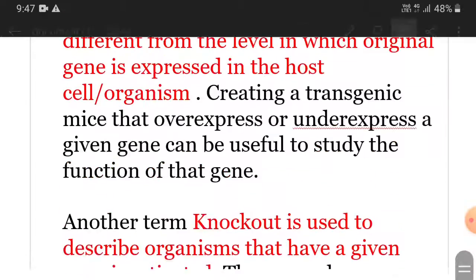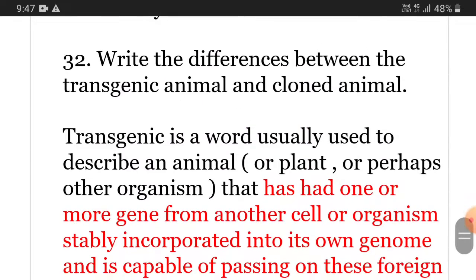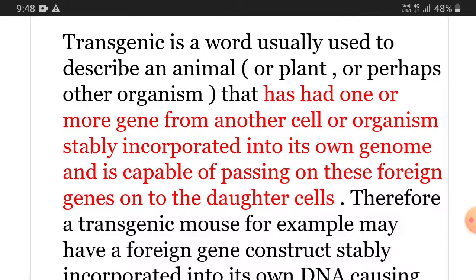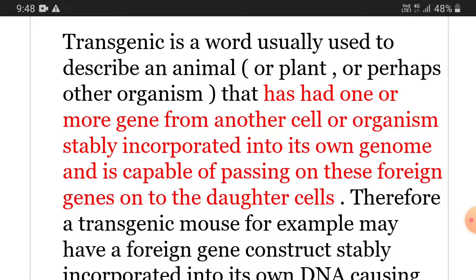So that is all about the transgenic organism. Transgenic organism means organisms which have a special type of foreign gene. That foreign gene is integrated into its own genome, and it has the ability to express it. Not only that, it also has the ability to pass that foreign gene to the daughter cells. And the expression level of that foreign gene is quite different from the expression level of the normal genes present on the host genome.